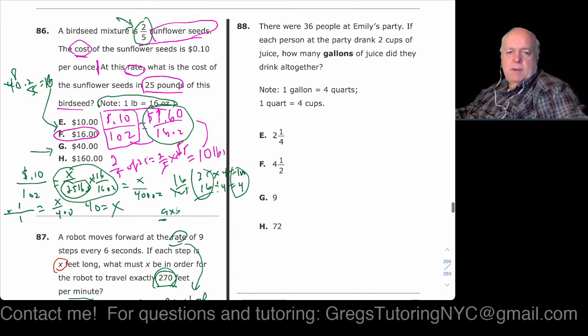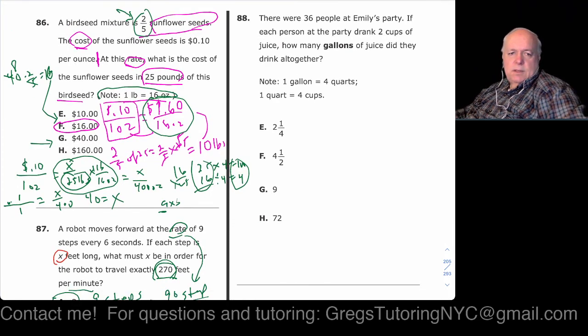There's 36 people at a party. Okay, not a big deal so far. If each person at the party drank 2 cups of juice, right? So that means there's 36 people. They each drank 2 cups. So 72 cups was what they drank. How many gallons of juice did they drink altogether?